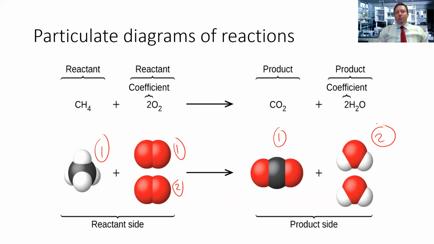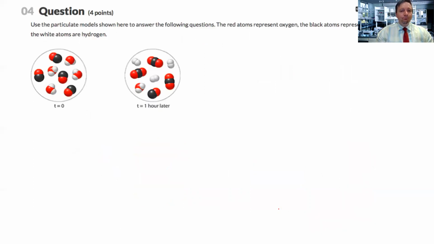So this is looking at particulate diagrams, deciphering what it is. The center black is the carbon, and you can see that over here on this side. And the red is oxygen, so you have your carbon dioxide, and it gives you a nice visual representation of what is taking place in a reaction. So here is another example.